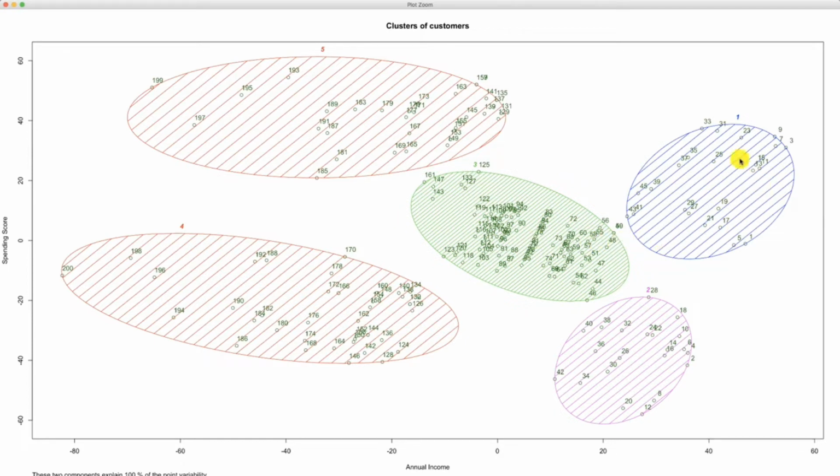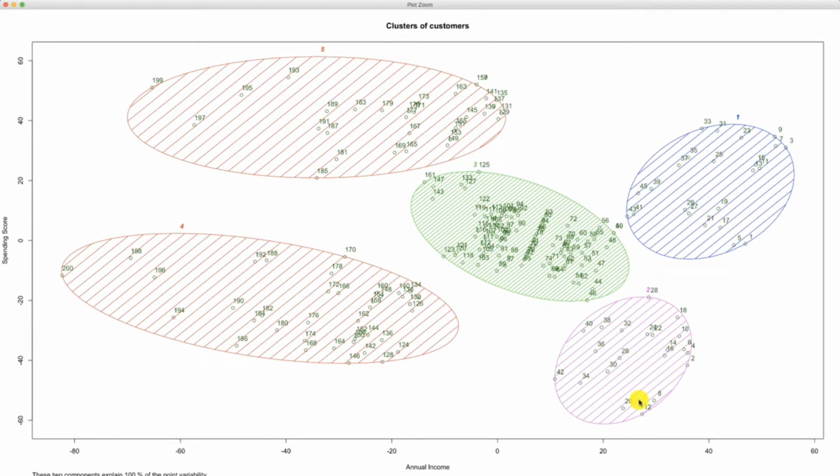Our first cluster is cluster 1, which is the blue cluster right here, and it contains the customers that have high income and high spending score. So that's an interesting cluster for the mall because customers in this cluster have a high income and spend a lot of money in the mall. So this cluster would be a good target of the mall marketing campaigns, and so we can call this cluster the target one.